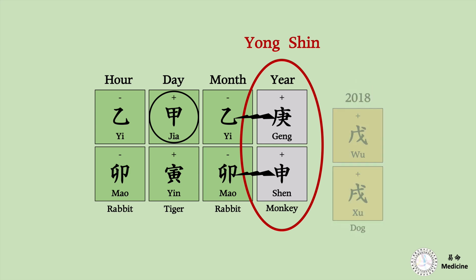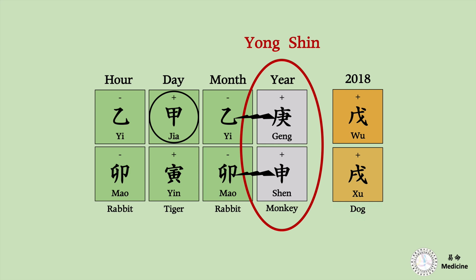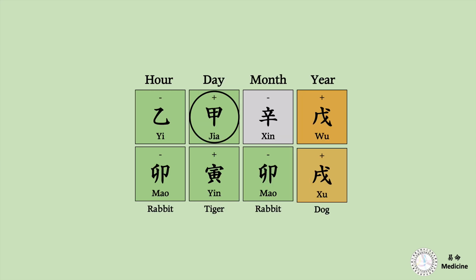How about this? The year of 2018 was very strong earth, so this earth could support the yearly pillar in the chart. So 2018 was also a good year for this chart, and both earth and metal influenced this chart in positive ways. Let's look at another chart.